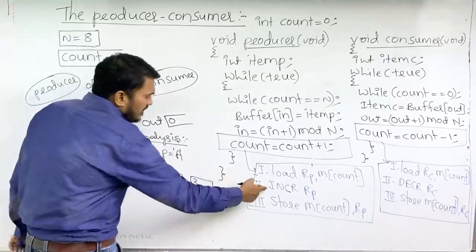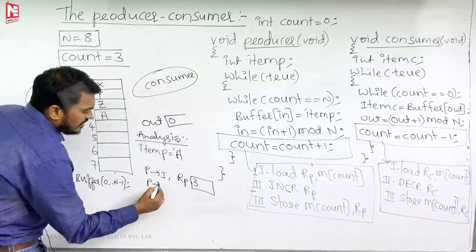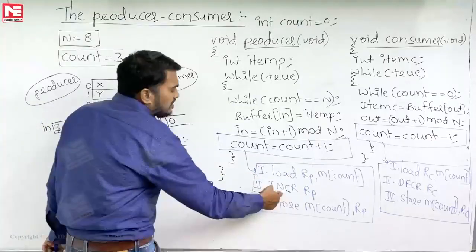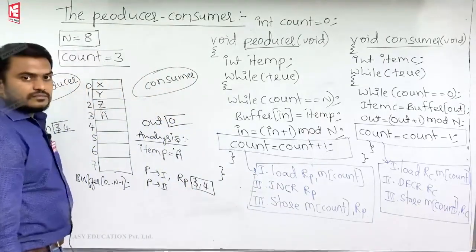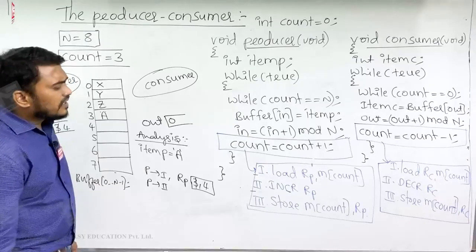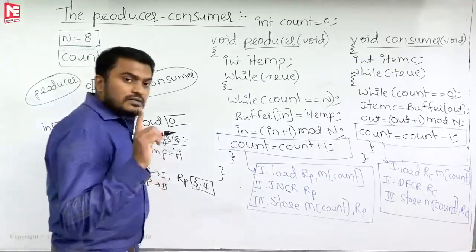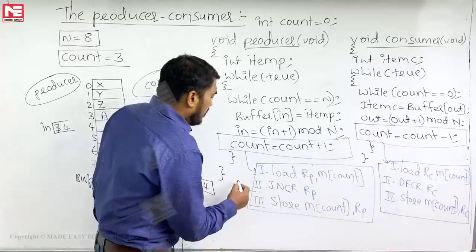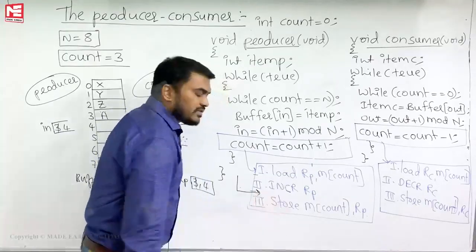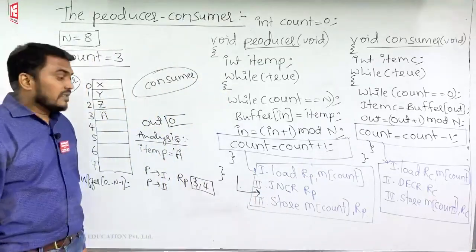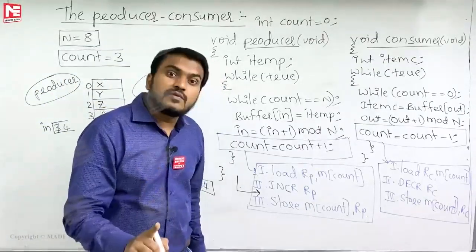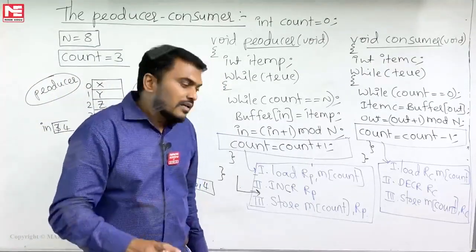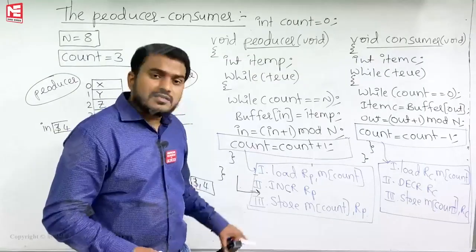Now producer executes the second instruction: increment the register value. So if we increment, what will it be? 4. Now after executing the second instruction, assume that the producer is getting preempted. Remember I told you already, preemption can happen at any time, anywhere. So I am assuming that the producer is getting preempted after the second instruction.